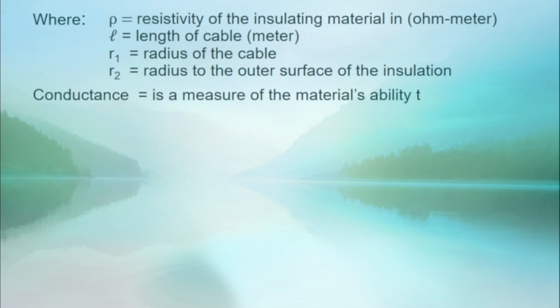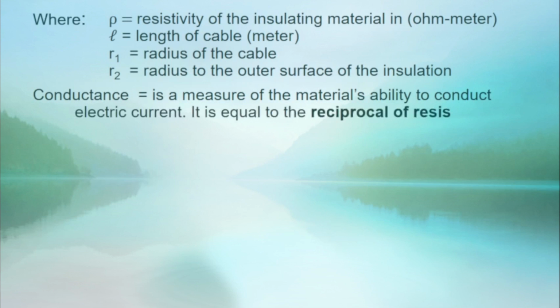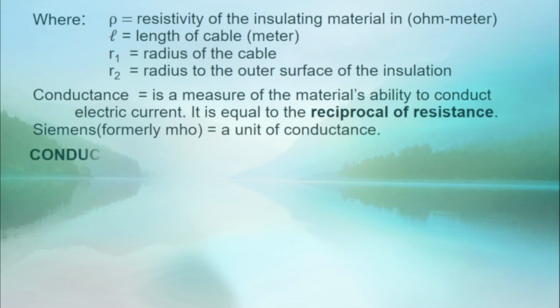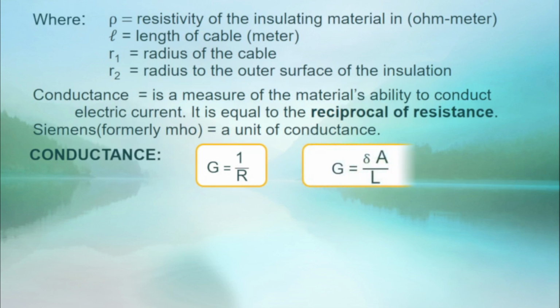Conductance is a measure of the material's ability to conduct electric current. It is equal to the reciprocal of resistance. Siemens, formerly mho, is a unit of conductance. Conductance formula, G equals 1 divided by R, or G equals sigma times A divided by L, or sigma equals 1 divided by rho.